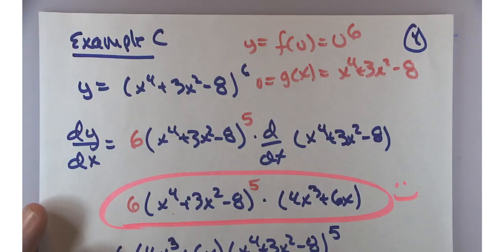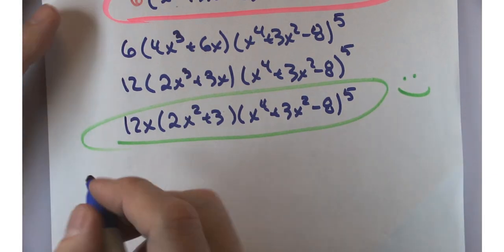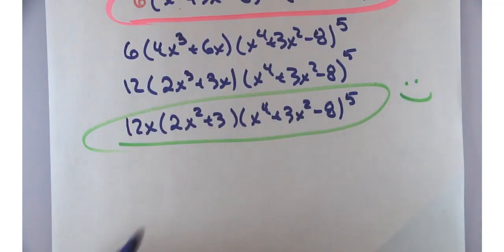Good? All right. Let's keep working. Example D, kind of a nice little change of pace here. So let's do that one maybe here.